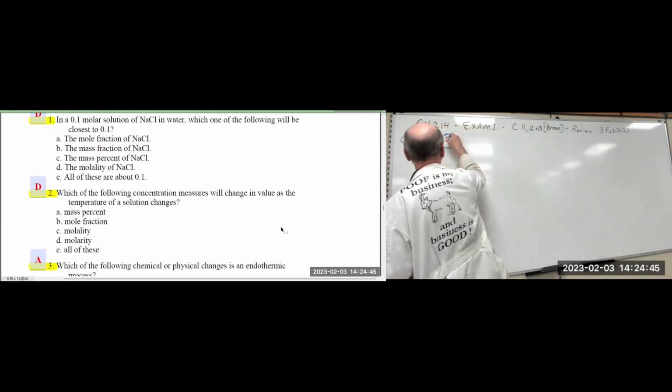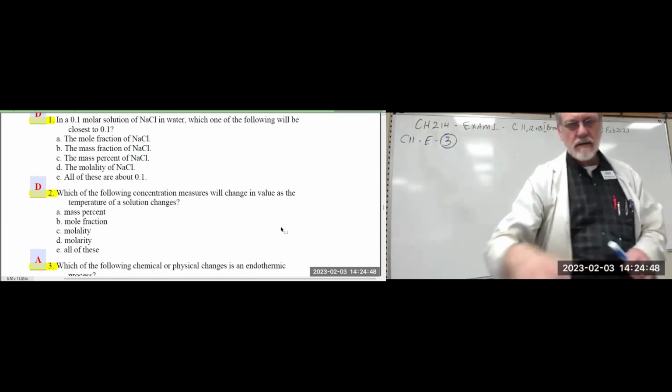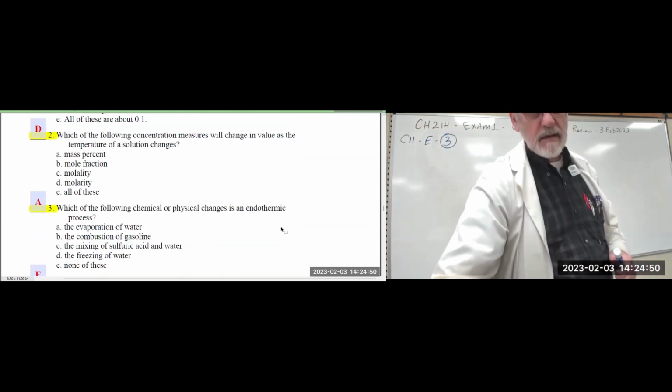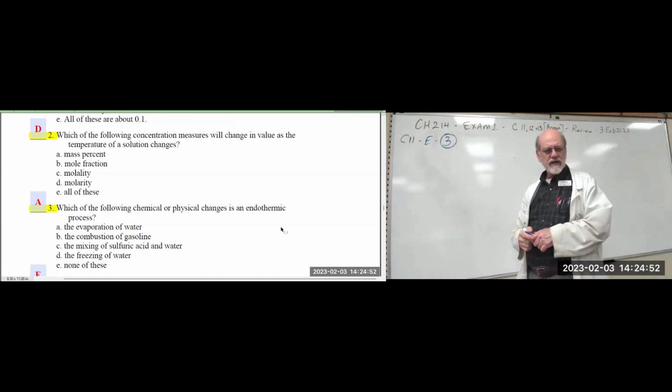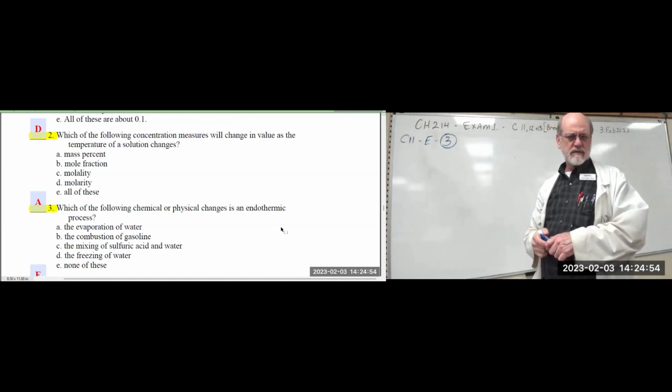About 3. Which of the following chemical or physical changes is an endothermic process?